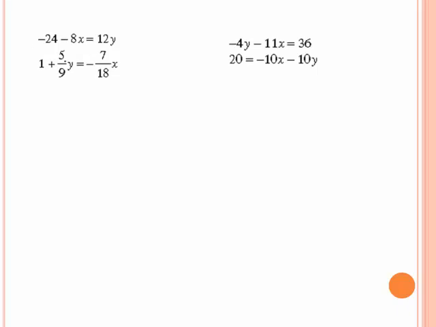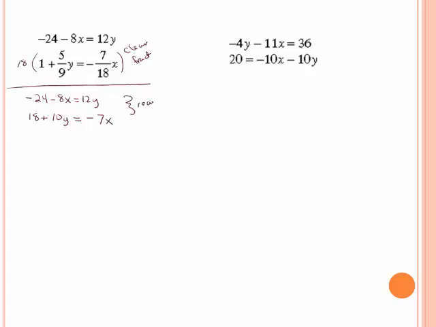Okay, on our next examples, here I have fractions. So this one I'm actually going to take a couple of extra steps. I'm going to multiply this entire equation by 18 first to clear the fraction. That'll make it easier to figure everything else out. So I'm going to have negative 24 minus 8x is equal to 12y. And I'm going to have 18 plus, 9 goes into 18 twice. 2 times 5 is 10, so 10y. 18 goes into 18 once, so those cancel, so negative 7x.